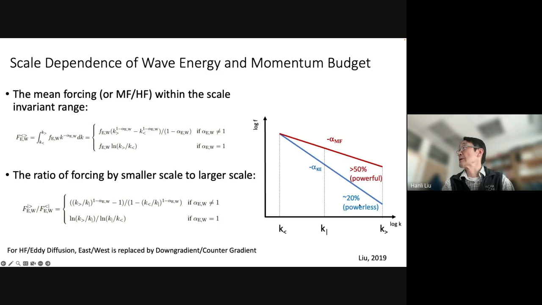So this is a good example of the power of the powerless. The small scales are really having a big impact. So we're not there yet. Obviously, we stopped here, and we're still missing at least half of the forcing that we want.